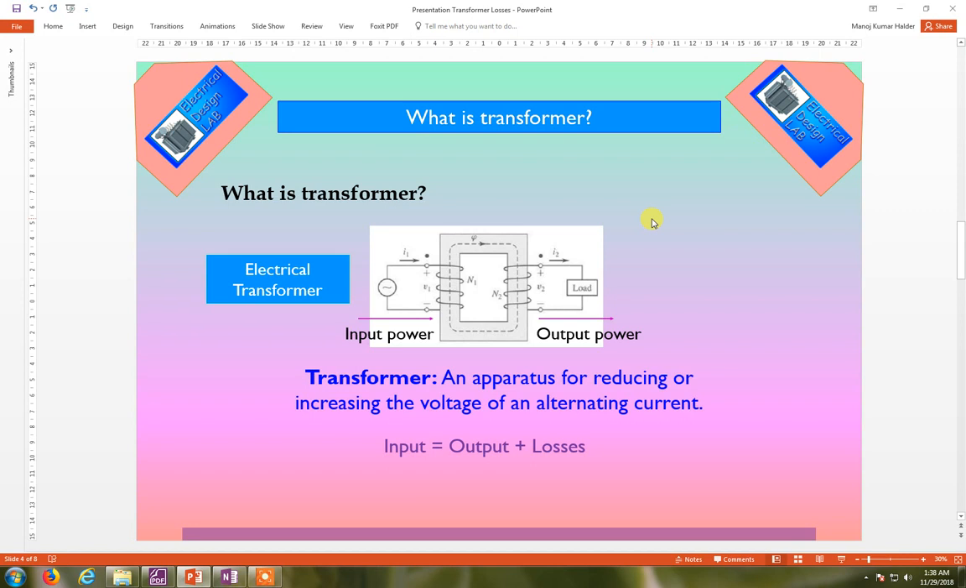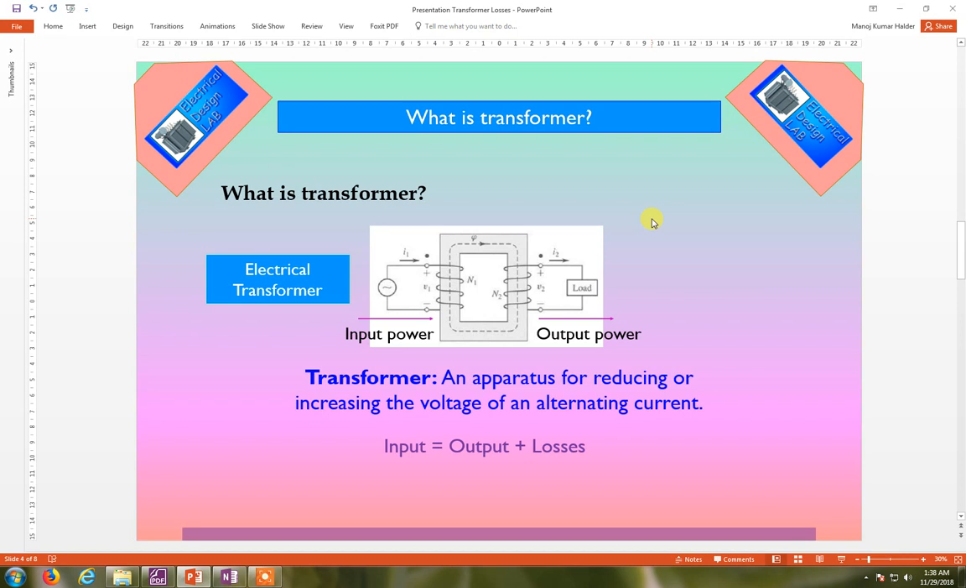Transformer is a key equipment, very important equipment for the electrical power system. Without it we can't transfer or generate huge amounts of power from one part of the world to another. This is only possible because of the transformer. Do you understand? Of course you understand.